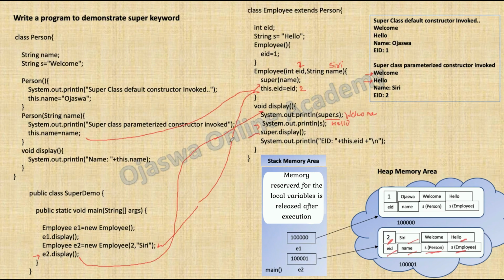Super.display will give a call to superclass display method, and the code inside will execute system.out.println name colon this.name. So instance variable name belonging to current object E2 has value Siri. This is printed to the console. After execution of this, control will come back, and this statement system.out.println eid colon this.eid will retrieve its value, that is 2, and a new line is added. So this is printed to the console. After the execution, control will go back to the main method, and the program terminates and the memory is released.